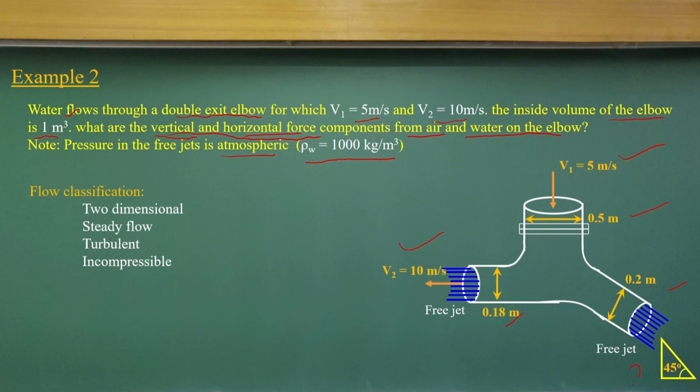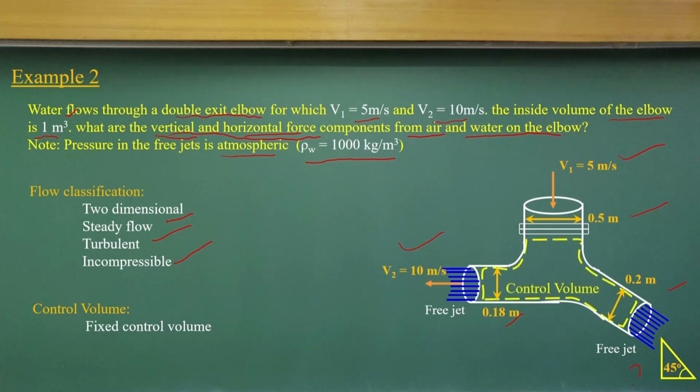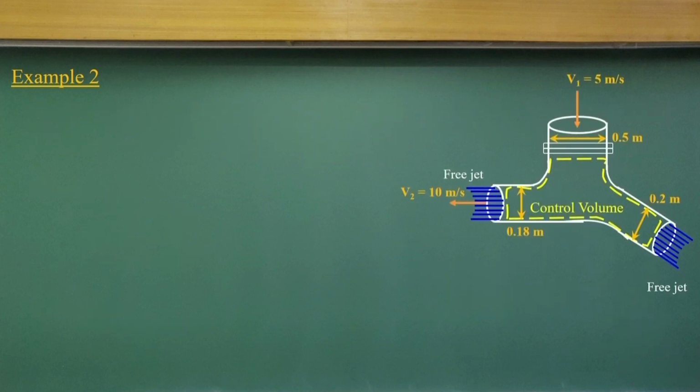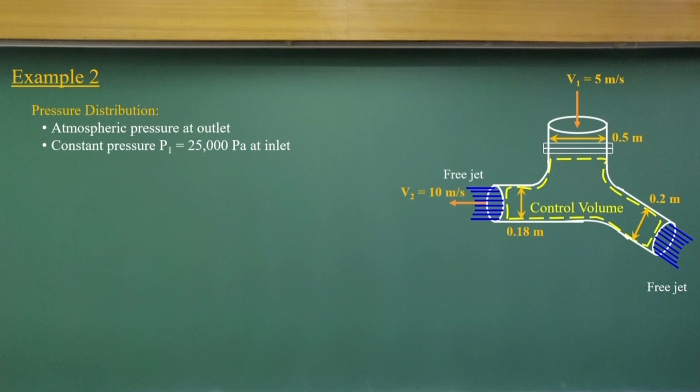The problem is two dimensional in nature. As you have seen, the flows are coming in, and there is no change of the flow volume within these. So, we can consider it a steady, turbulent, incompressible flow, as the flow classification. We can consider a fixed control volume, like this is the control volume. We have a surface like this, and a surface like this.